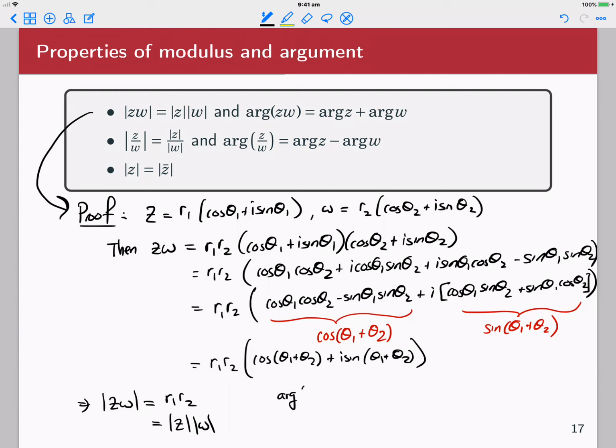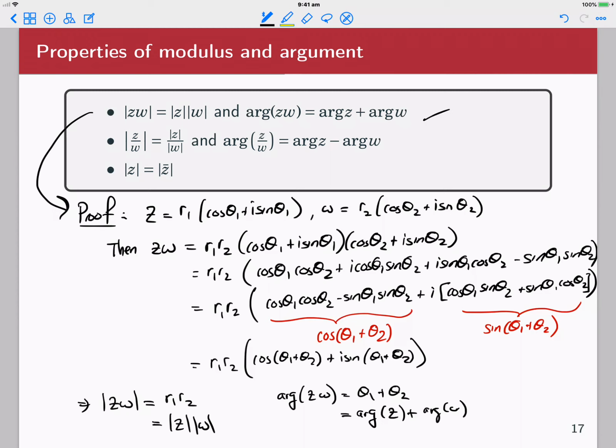Likewise, I can also see that the argument of ZW is theta 1 plus theta 2, where remember, theta 1 was the argument of Z, and theta 2 was the argument of W. So this shows that when you multiply two complex numbers, you add their arguments, but you multiply their modulus, right? And that's what the first property is showing. So we've proven that one.